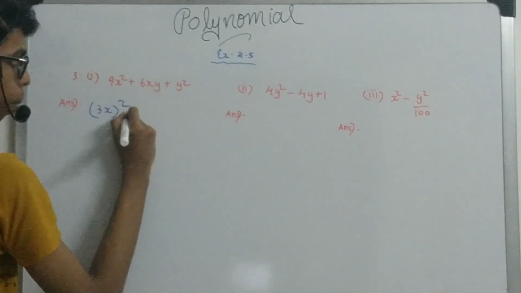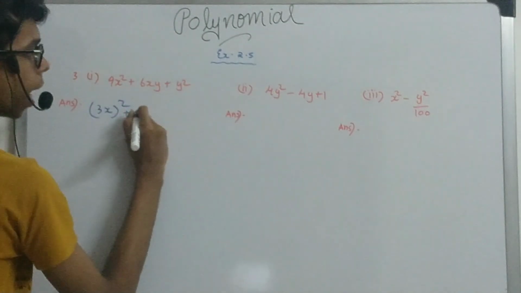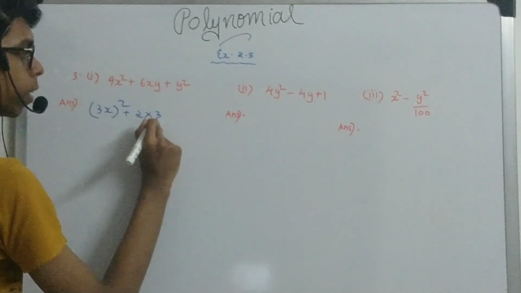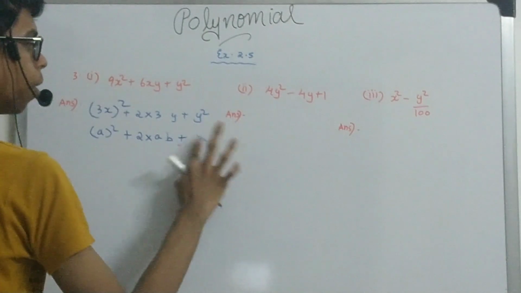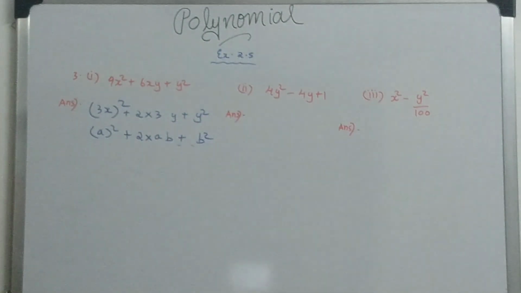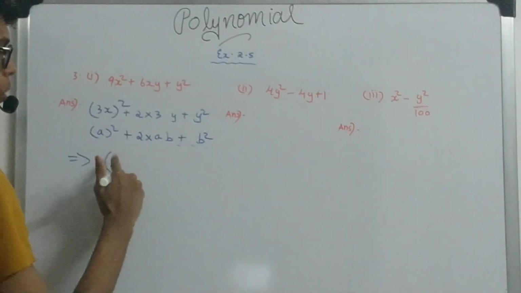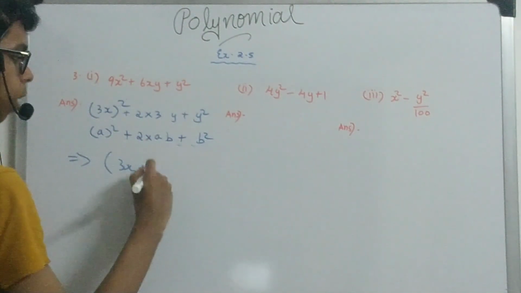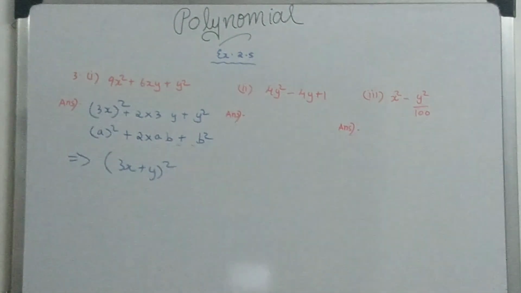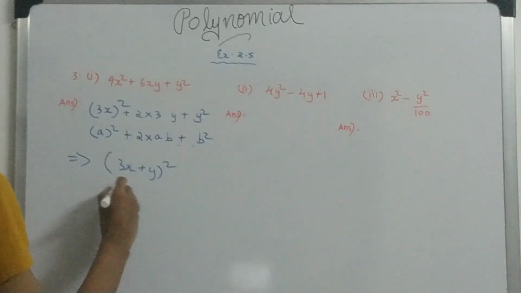So if I write 9x square as 3x the whole square, it is 9x square itself, plus this 6xy, I can split it and write it as 2 into 3x into y, plus y square. Okay, if you compare, it will be of the form a square plus 2ab plus b square. So from here we can write the compressed form as 3x plus y the whole square. Okay, so the factorized form of 9x square plus 6xy plus y square is 3x plus y the whole square. Okay, I hope it is clear.